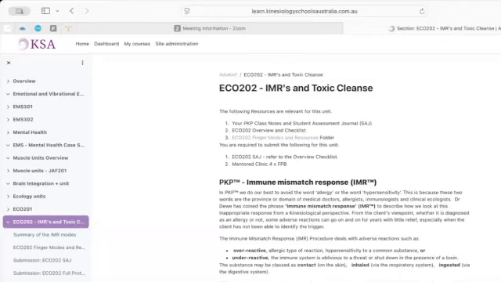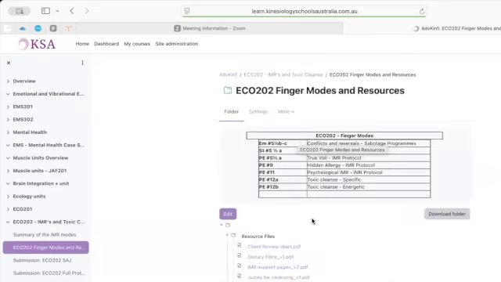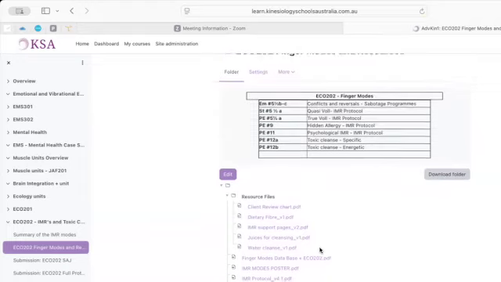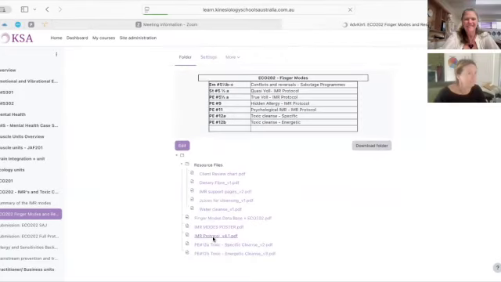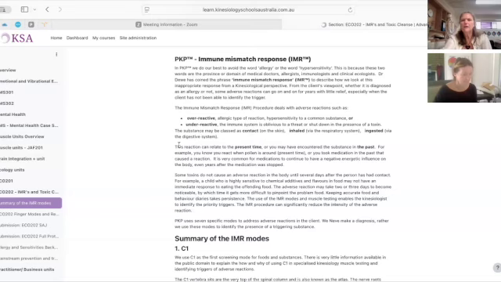Open Advanced Kin 1 and go to Echo 202. Click on the Finger Modes and Resources folder. The first resource we're working with is the IMR protocol, version 4.1. We're focusing on the immune mismatch response. So we use that term IMR, and it's a trademark PKP thing, so probably nobody else uses it.